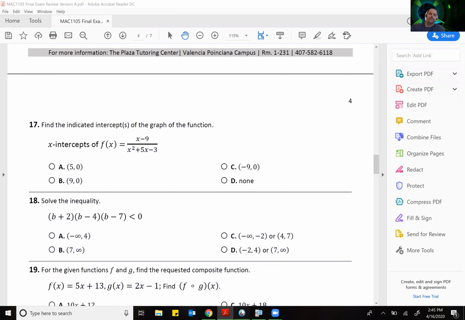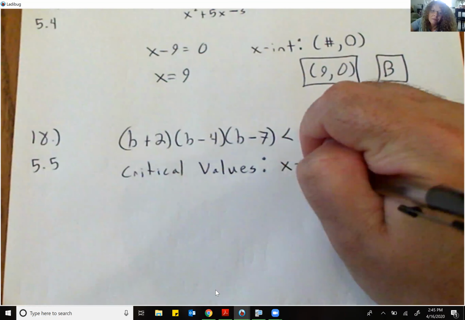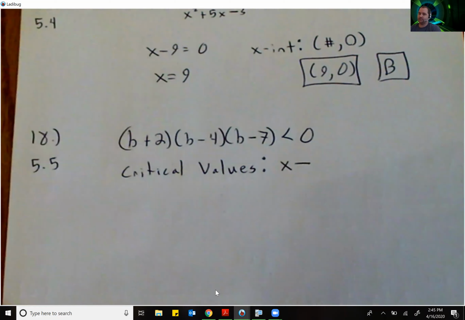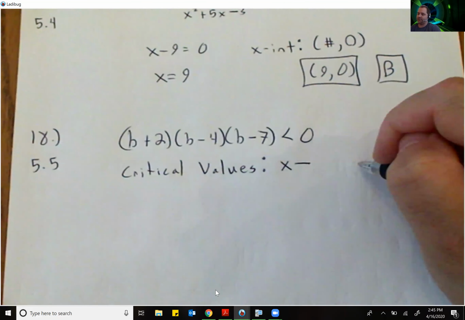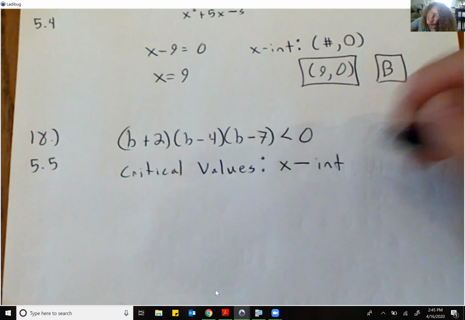What were those critical values we cared about? The x-intercepts. Not intervals, but intercepts. That's the critical values we're looking for.